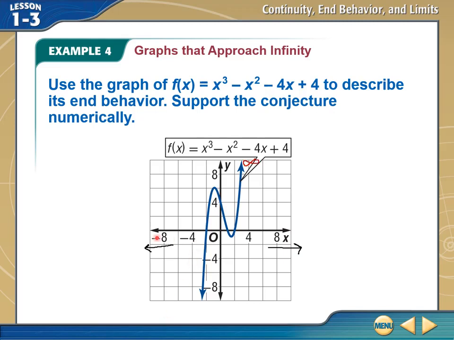And as I go to the left side forever, this graph will keep going down forever. My answer is what is happening to the y. The y is going down forever towards negative infinity, right?